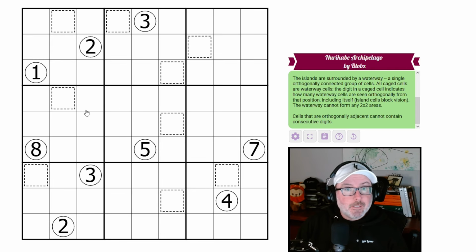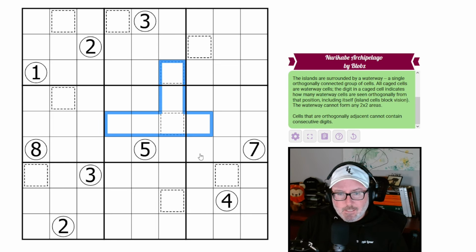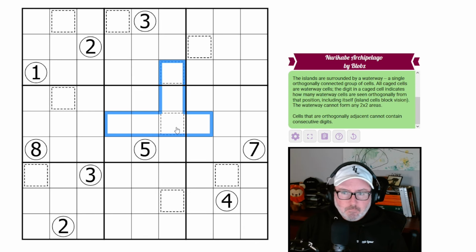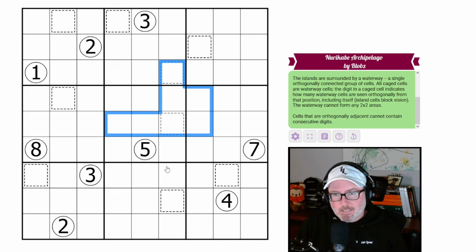So let's take that step by step. Let's say this was a 6. It means that this piece of water is going to see 6 pieces of water orthogonally, including itself. So 1, 2, 3, 4, 5, 6. This could be it. And then everything here, here, here, and here would have to be island to be able to block the view. And you can't have a 2x2 region, is what the last rule said. So you couldn't ever put this in as well, because this would be a 2x2 waterway.